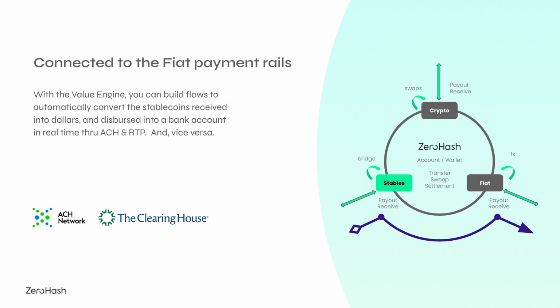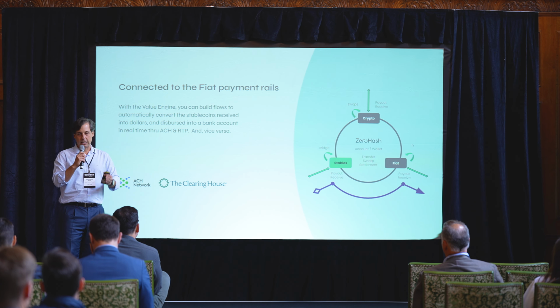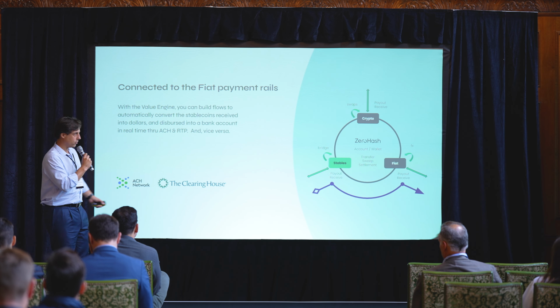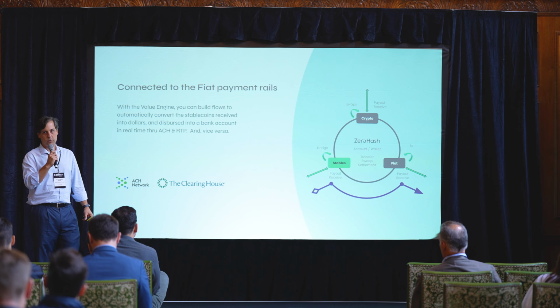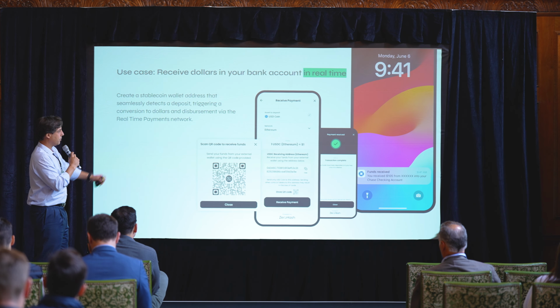Furthermore, we connected the fiat networks, which means you can now, for example, receive that stablecoin on one of those 10 chains. We will convert it automatically to fiat, and then in some markets disperse that fiat in real time to your bank account. So you no longer have to worry about each of the steps. Zero Hash will automate all the flow for you. We have ACH and we have RTP, which means you're going to be able to do it in real time.